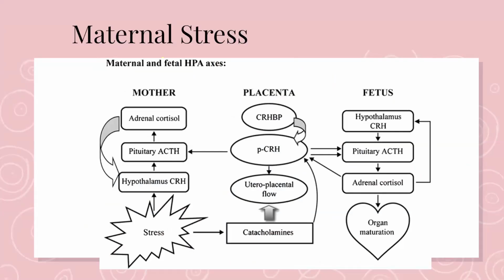So the other piece of this: we talked about the HPA axis and cortisol and the role of that. But if maternal stress is triggered, we also have to talk about catecholamines. That's your norepinephrine and adrenaline, which is going to decrease placental flow and stimulate CRH production. So now you have another feedback mechanism that stimulates placental CRH production, not just the cortisol but also the catecholamines. And then, of course, this triggers more cortisol release.